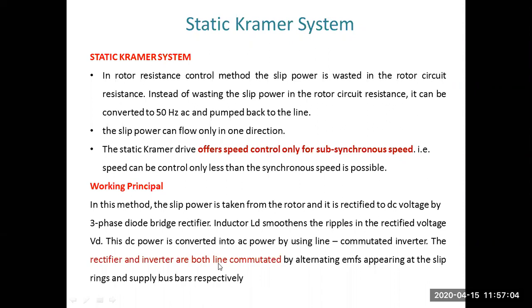The one thing to be taken care of here is that the rectifier and inverter are both line commutated. We are using the line commutation technique for both the rectifier and the inverter. We are not using forced commutation here. We are using line commutation, and for that we are using the alternating EMF appearing at the slip ring and the supply bus bar respectively, right? So here is the system.